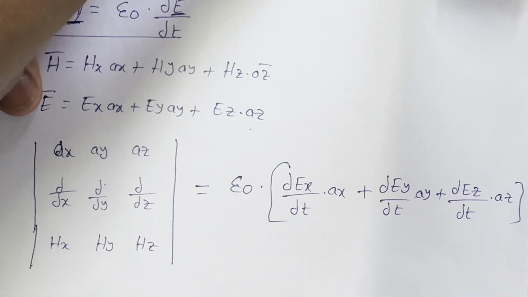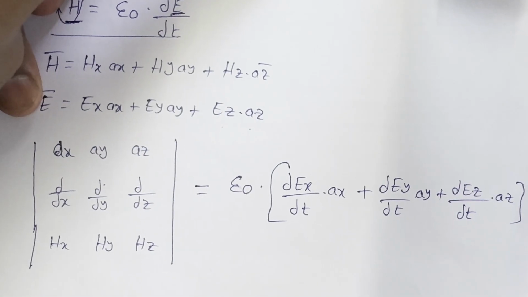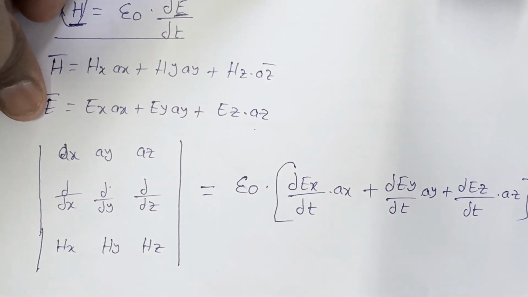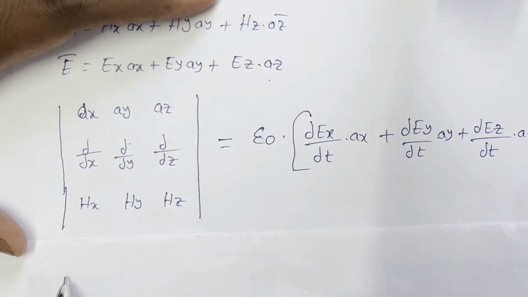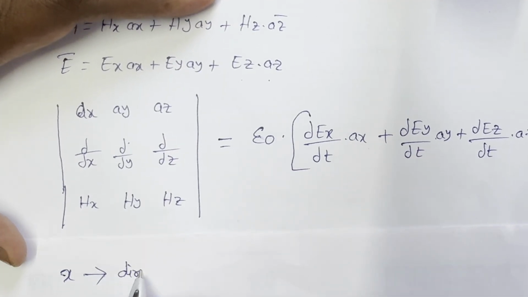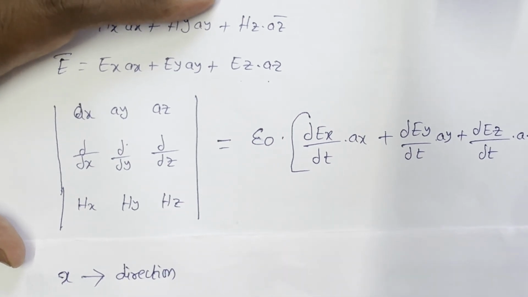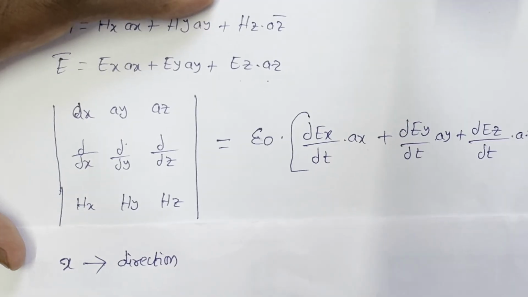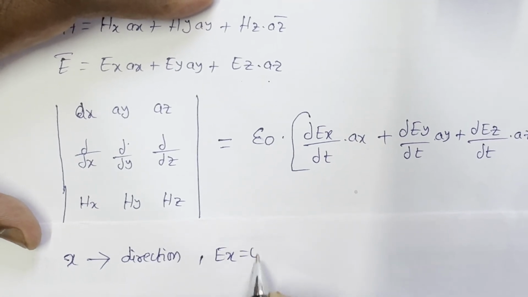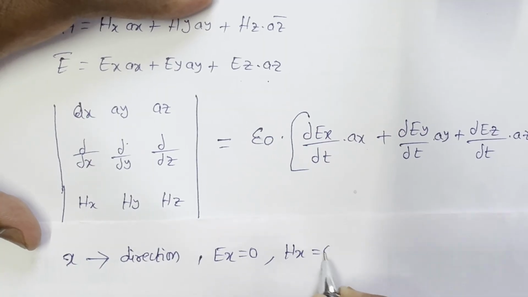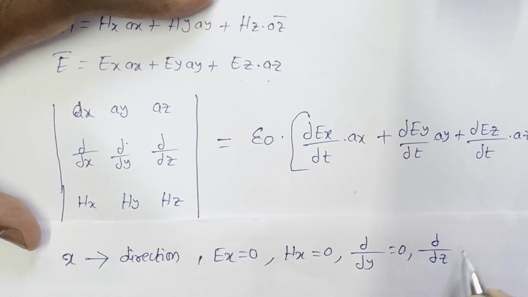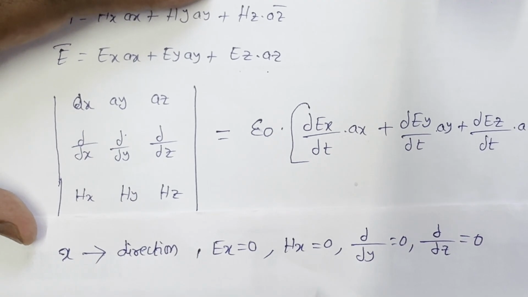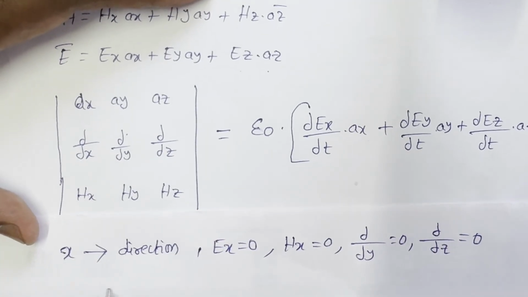Now I am assuming that the wave is traveling along the x direction. When the wave is in the x direction, then the values of Ex equal to 0, Hx equal to 0, dou by dou y equal to 0, and dou by dou z equal to 0. Now I am substituting all these values in the above equation.